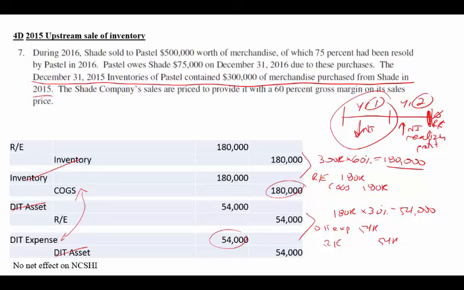A good double check would just be to make sure that our entries have no effect on ending retained earnings. So if I check all of my accounts that impact retained earnings, the 180 does, debit, so does the adjustment to COGS, right, it affects ending retained earnings. This $54,000 credit to retained earnings offsets the DIT expense of $54,000, so we can see that our effect on ending retained earnings 2016 is zero, and therefore there is a zero effect on NICSHI.